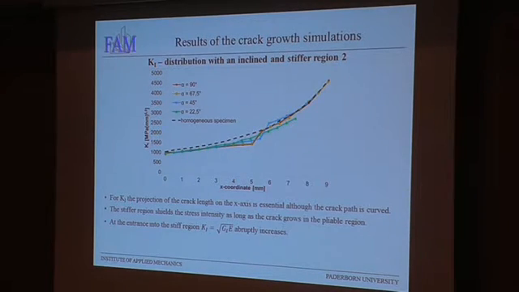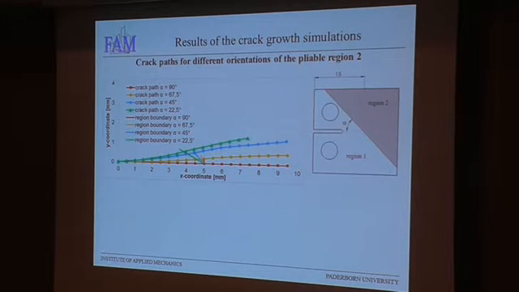When the crack enters the second region, the stress intensity factor K1 abruptly increases, and K2 has a change in the sign leading to the turning point on the crack path.